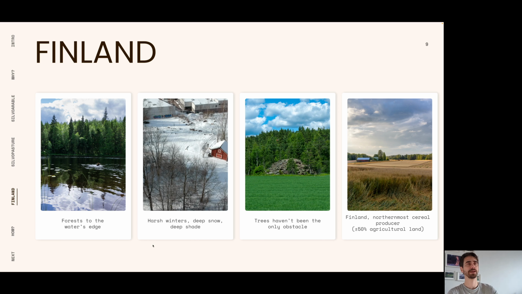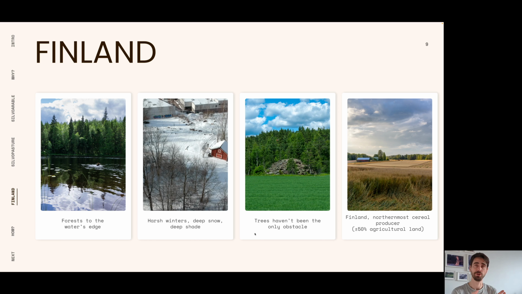I also want to recognize that trees haven't been the only obstacle to creating productive agricultural landscapes in Finland. Finland is a very exceptional place. We have a lot of similarities to other parts of the world, but people have put in a lot of work, and that's what this pile of stones coming out of different fields here is demonstrating, that this is a centuries-long effort in order to have clear fields.